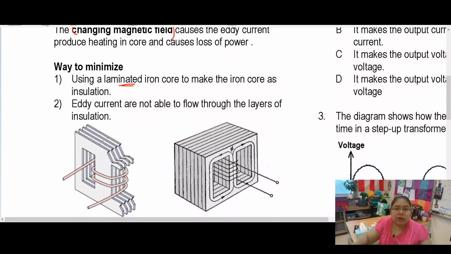Okay, we can see the diagram again. So they say using the laminate iron core to make the core become insulation. The behind one become insulation. Okay, eddy current cannot go through the behind one because there's an insulation. So important is the surface part because you want to make it become thicker. Okay, thicker, then the wire can be turned more. Is it? If you're using thinner, the wire how to turn? Okay, so this one is how we go to reduce the eddy current.